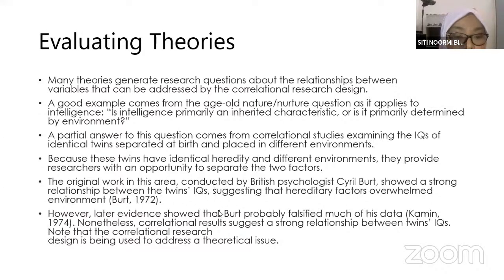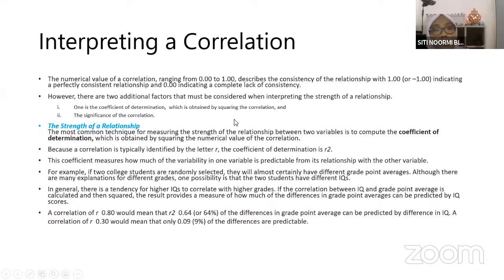Okay, but later evidence showed that Bird probably falsified much of his data, based on Cummins' 1974 study. This one is quite outdated, but this is just to provide you the example. Okay, based on the finding conducted by Cummins, they suggest a strong relationship between twins' IQs. And then note that the correlational research design is being used to address a theoretical issue. So there is something wrong with the previous finding.